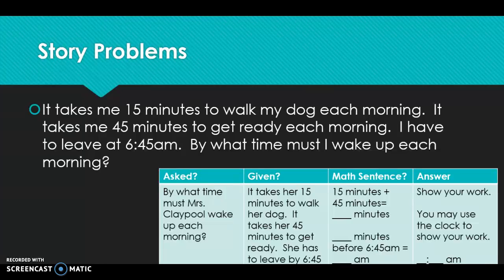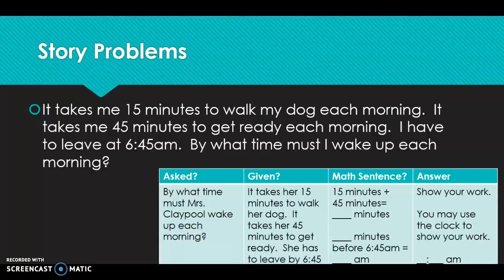So on a clock, you can either do 15 minutes and then move it another 45 minutes, and you would find that that would get you at what time? Try it, pause it, and then listen to the answer. Okay, since 15 plus 45 is 60 minutes, that would be 5:45 a.m. that I have to be out of my bed and walking my dog and getting ready every morning so I can help get the kids ready too.